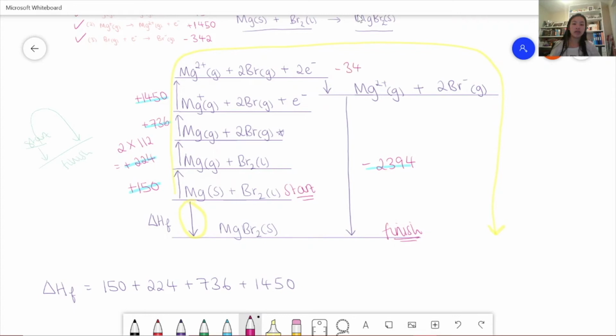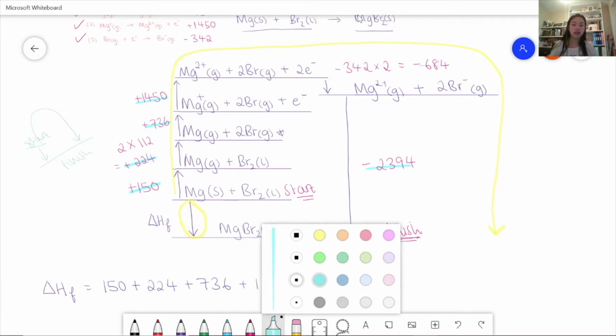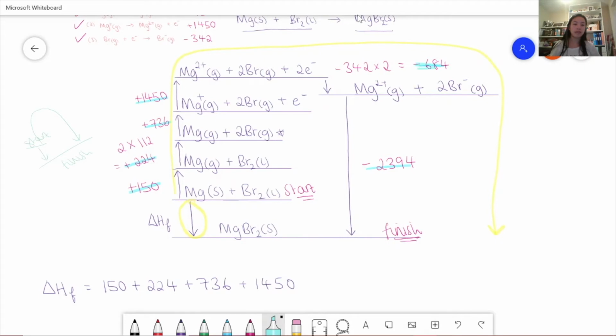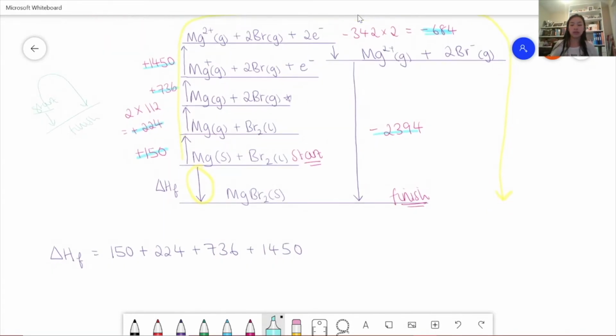Minus 342 times 2, which is equal to minus 684. So that's the number that we need. And so we add that on. So that would be minus 684 minus 2,394. And this gives us a value of minus 158 kilojoules per mole.